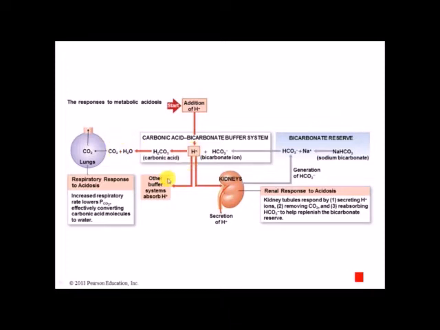You can have other buffer systems that can absorb the hydrogen ions. So we saw the protein buffering system, the amino acids, the hemoglobin, and then the kidneys. You're going to secrete hydrogen ions, and you're going to reabsorb the bicarbonate to replenish your bicarbonate reserves. So that will go up into your bicarbonate reserves here.